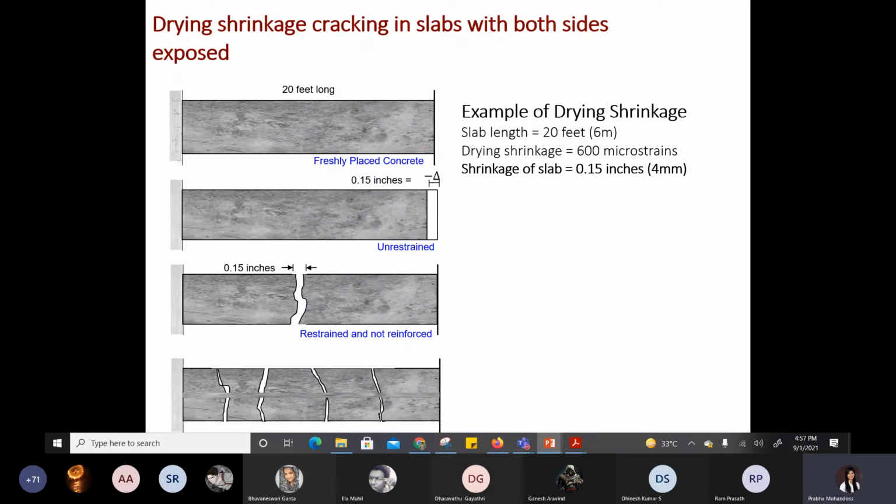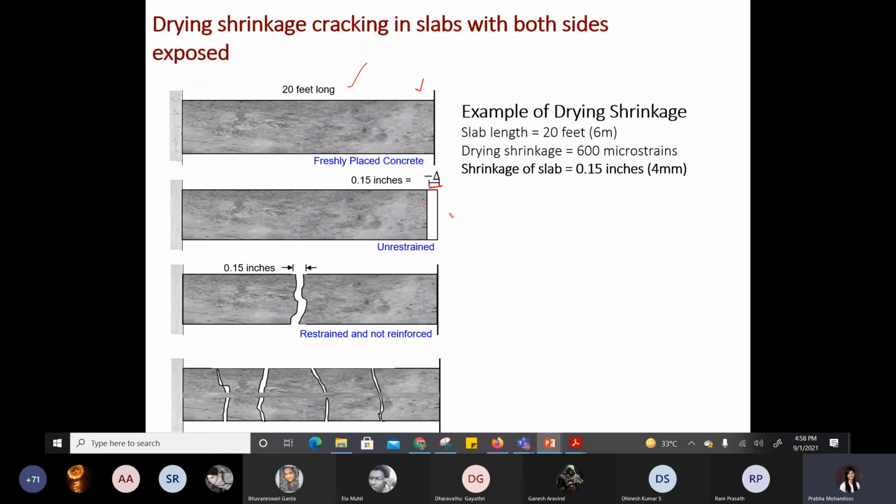When there is shrinkage, you will observe a change in length, right? The first image indicates a freshly placed concrete, and the second image gives you an idea of what happens when there is no restriction to movement: your concrete basically shrinks. Here you can see the deformation: you have a 20 feet long concrete element, and the length got reduced by 0.15 inches. So this occurs when there is no restriction.